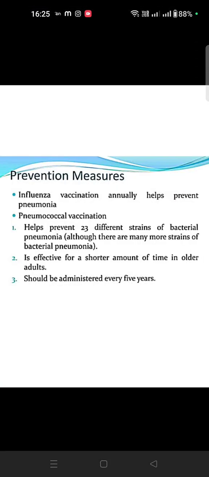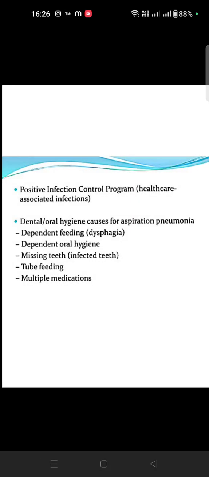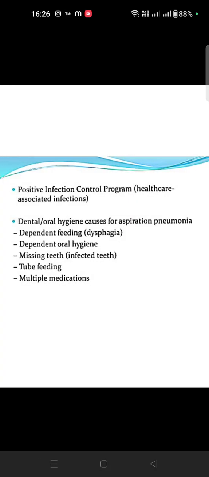Then prevention. What are the measures to prevent pneumonia? Pneumococcal vaccination we can take, covering 23 different strains of bacteria. It should be administered to older adults, and repeated every 5 years. Then a positive infection control program. We can educate on dental and oral hygiene to prevent aspiration pneumonia, and on risks such as feeding dependence, poor oral hygiene, missing teeth, tube feeding and multiple medications.